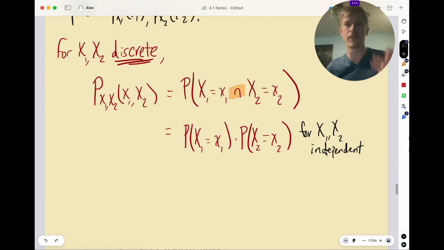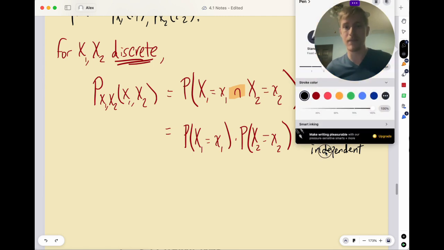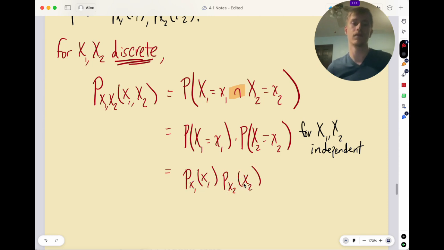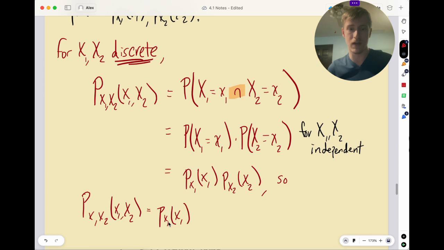For continuous, it looks a little different, but we'll get there in just a minute. But isn't this probability, by definition, the same as the PDF of x1? And this, by definition, is just the PDF of x2. So for x1 and x2 independent, at least for the discrete case, it looks like the joint probability distribution is going to split up into products of PDFs of the individual events.